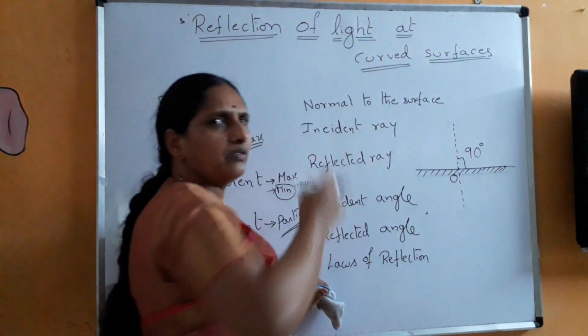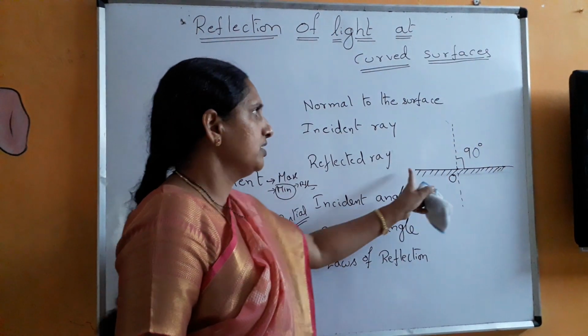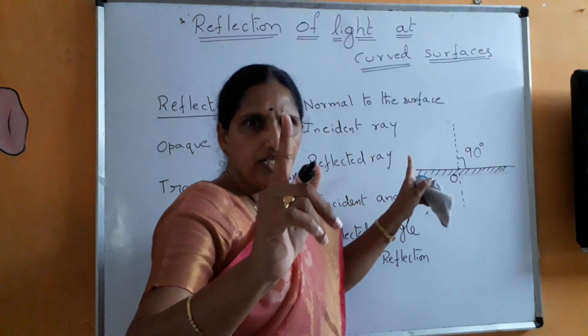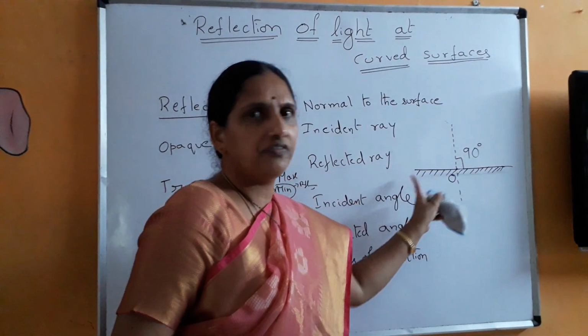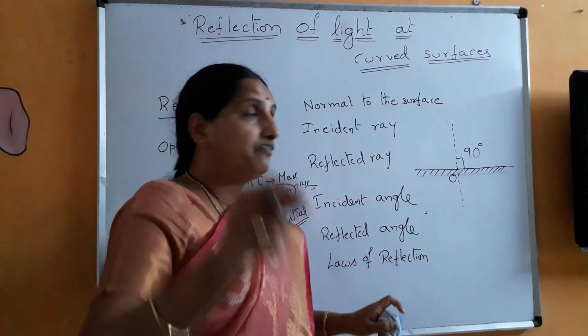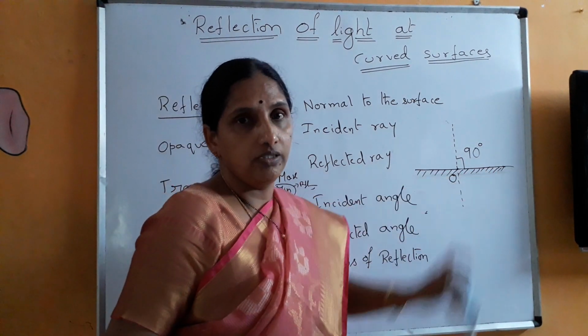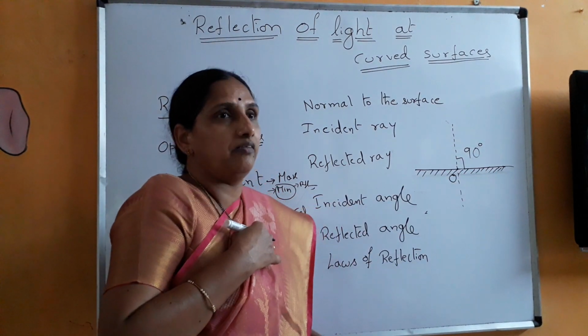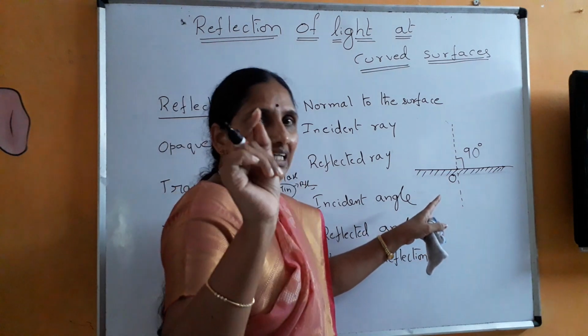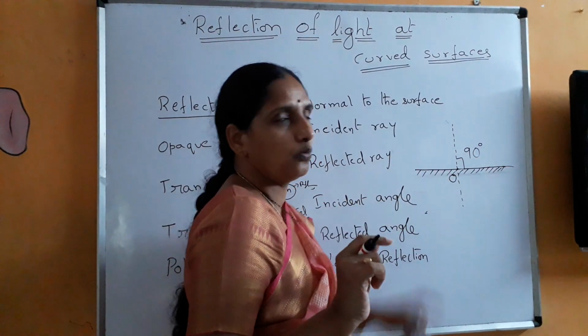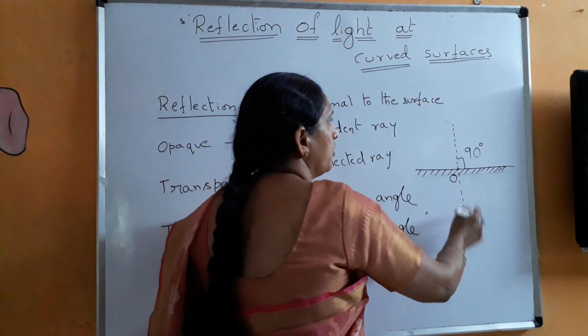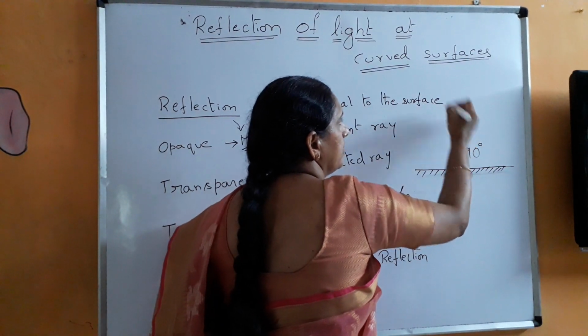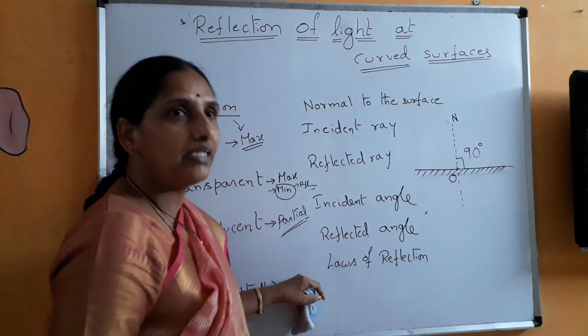Infinite normals can be drawn here. Because if you take this as one single straight line, a straight line is composed of infinite points, and at every point you can draw a normal. So therefore I am limiting myself to only a single point, point O, and at this point I am drawing a normal N. So I am naming it as N.